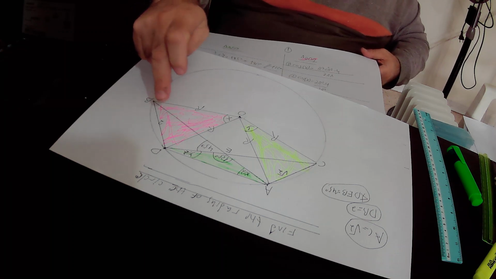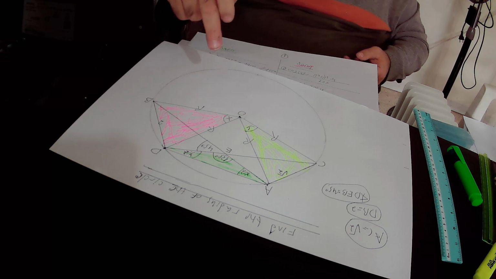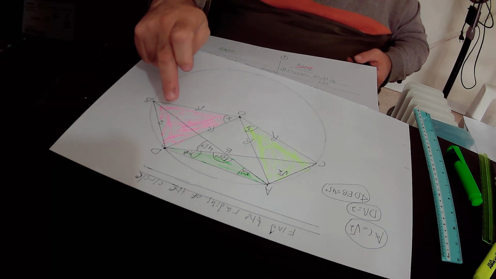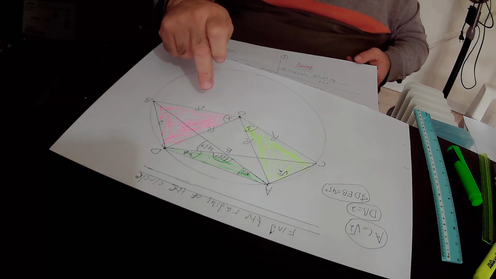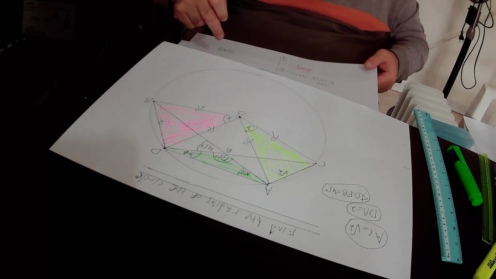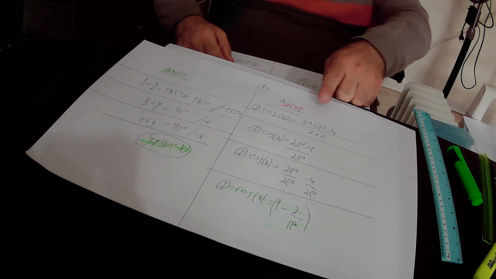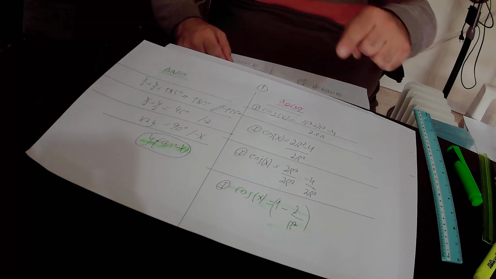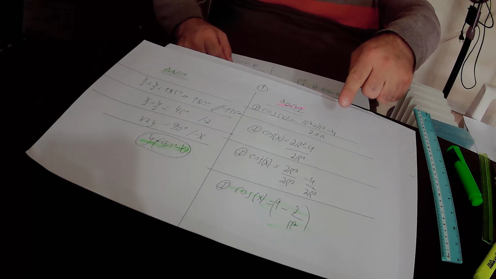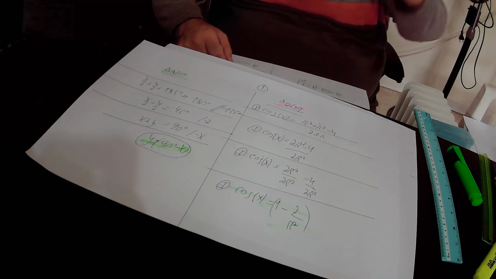In the pink triangle, triangle DOB, according to the law of cosines, cosine x equals r squared plus r squared minus 2 squared over 2 times r times r. Repeat again: cosine x equals r squared plus r squared minus 4 over 2 times r times r. So cosine x equals r squared plus r squared, which is 2r squared, minus 4, over 2 times r times r, which is 2r squared.